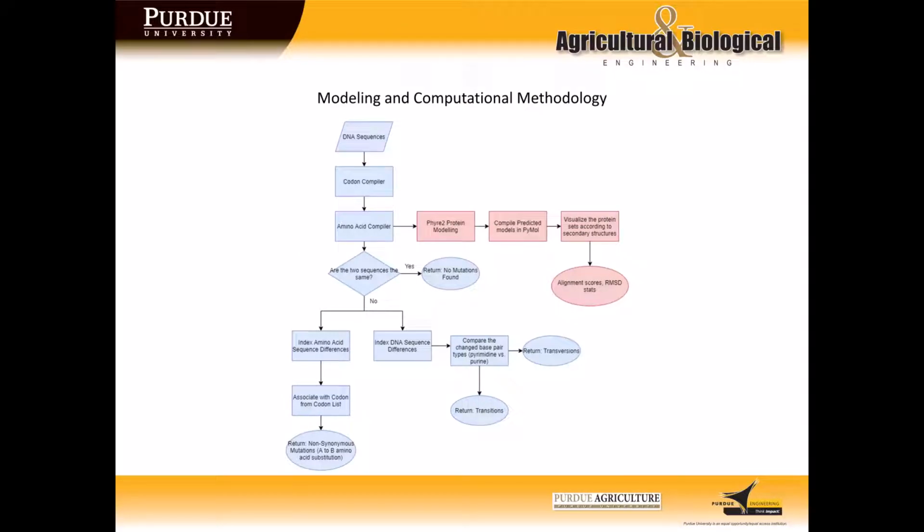To briefly go over the modeling and computational methodology we used, we originally created a Python program that took two DNA sequences of the same length, compiled them by codon and amino acid, compared them directly to see if both sequences are the same, and then indexed all the differences. It outputted the non-synonymous mutations, including which amino acids were substituted, and returned all the transitions and all of the transversions. The amino acid sequences of these gene sets were then modeled using the FIRE2 modeling program.